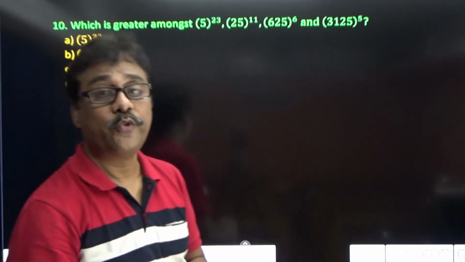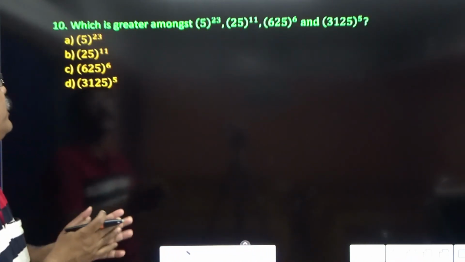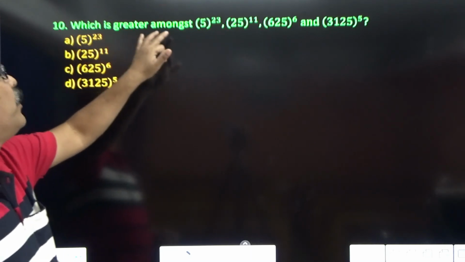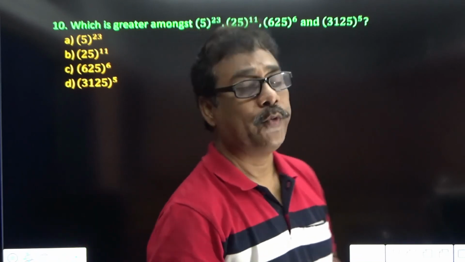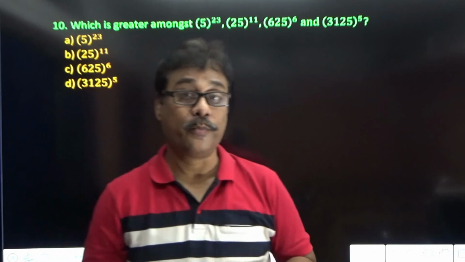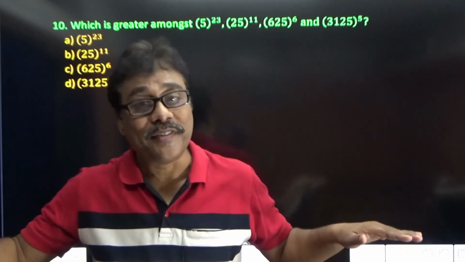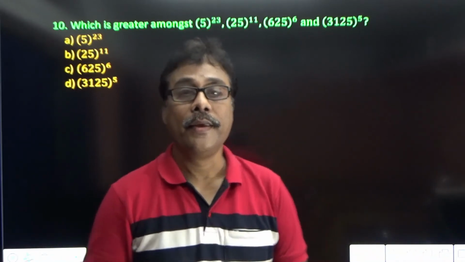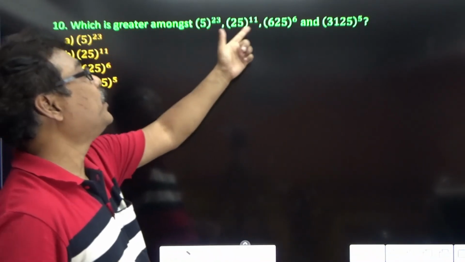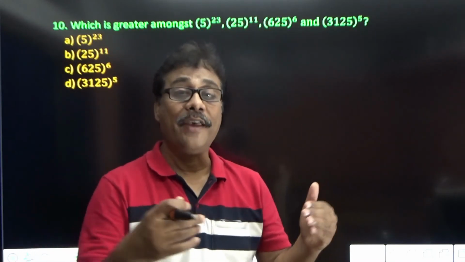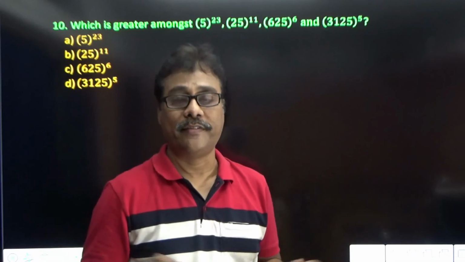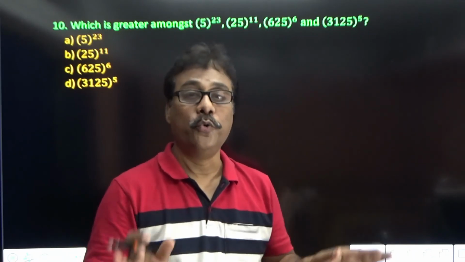Let's move on to the next question. Which is greater among the following? See students, see children, which is greatest? How to find that? In exponent form, either the base will be the same or the power will be the same, and in that case we can decide. In this particular case, I can see the bases are different and the powers are also different. So I will have to make either the base the same or the power the same, whichever is easier.